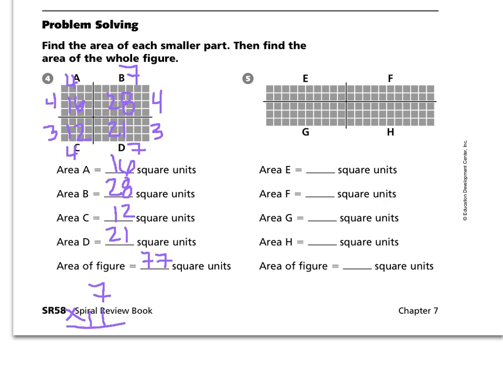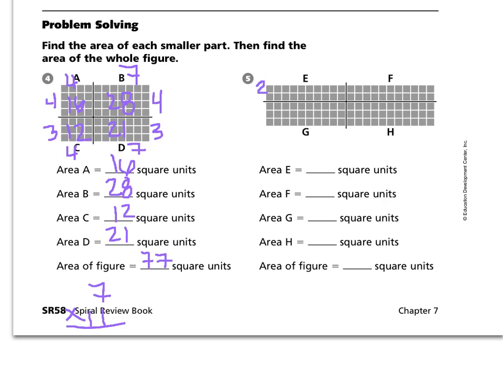Check your work by adding up all the different boxes. So what's 16 plus 28 plus 12 plus 21? See if I'm correct with 77 square units. For number 5, you're doing the same thing. Go ahead and mark off each one.